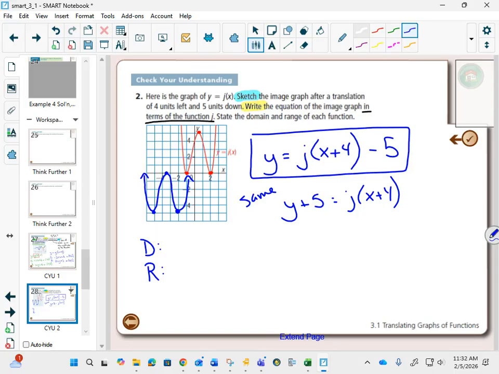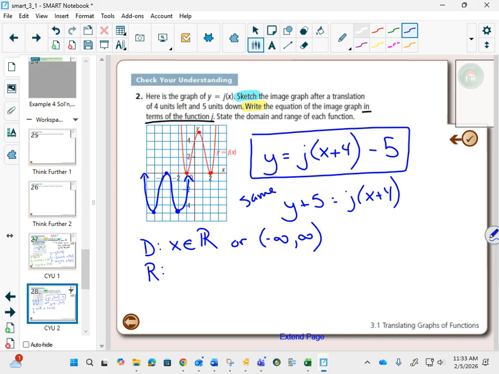Are there any x values that aren't included? No. All the x values are included. So when all of the x values are included, we can write our domain like this. X belongs to the real numbers, saying that every x value is possible. Or we can write it in interval notation as saying you start from negative infinity and go to infinity. Again, you would have a choice on how you write this. You could choose either one if it asked.